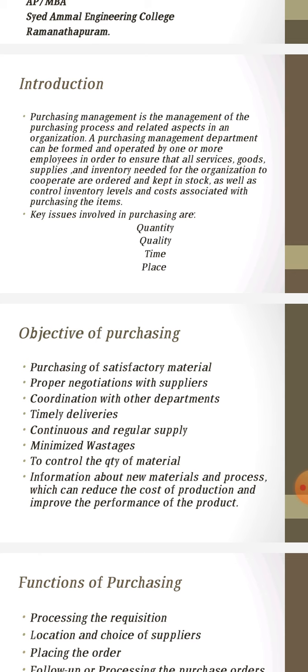Next is continuous and regular supply, from which the supplier is supplying the materials. That supplier should have continuous and regular supply. There should not be any break in the supply of materials. Next is minimized wastages. If we find any damaged material, we should claim it or replace the material. Quality of the material should be high. Through this, all objectives involved in purchasing management are covered.